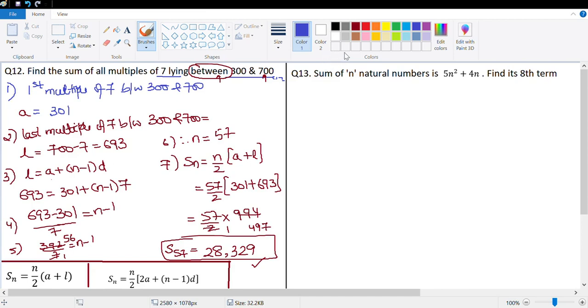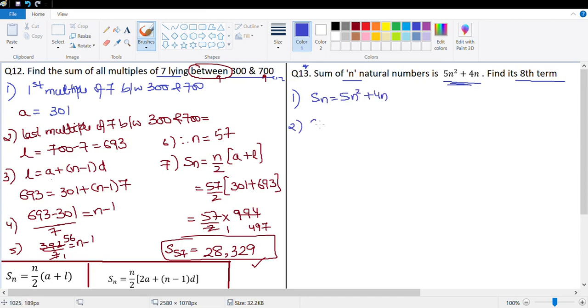Good. This brings me to question number 13. It says find the sum of n natural numbers. Sum of n natural numbers is 5n square plus 4n. We need to calculate the eighth term. Put a small star on this question. Very interesting question. So we need to calculate the eighth term, and the sum of n terms is given equal to 5 times n square plus 4n.